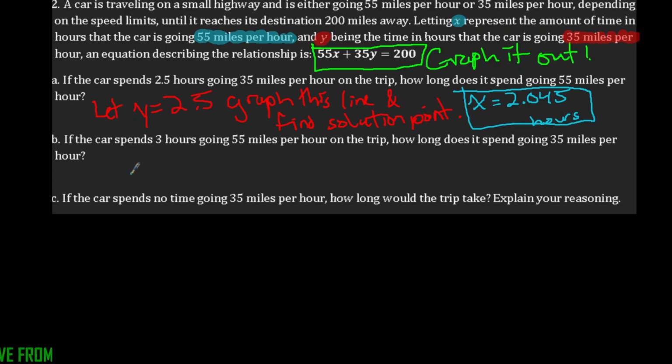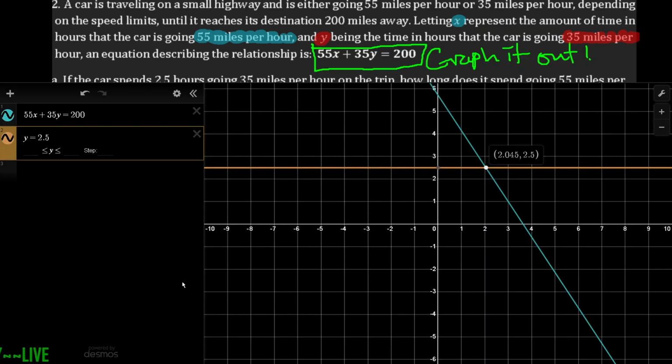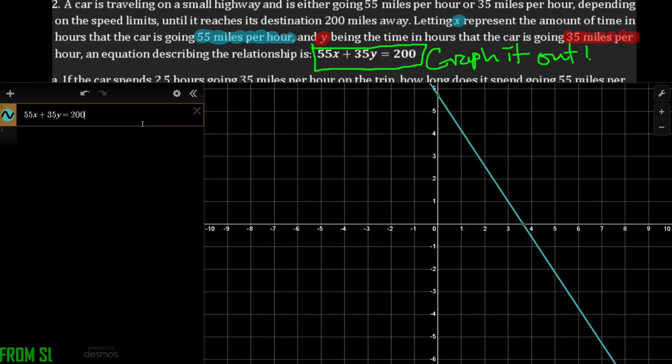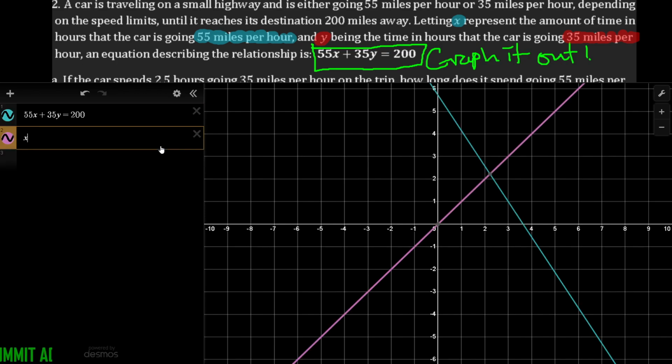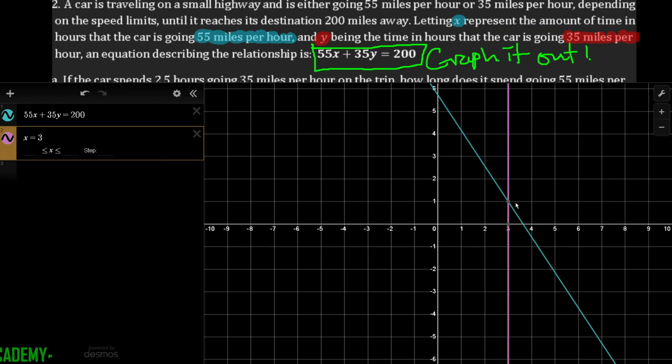Alrighty. So now it says if the car spent 3 hours going 55 miles per hour, how long did it spend going 35 miles per hour? So now it's kind of flipped. We're going to say let x equal 3, and we have to find y. So we're going to pull up our graph again, clear this out, and when x equals 3, we have a different equation, different point of intersection. So that means when we spent 3 hours going 55 miles per hour, we have 1 hour where we went 35 miles per hour.